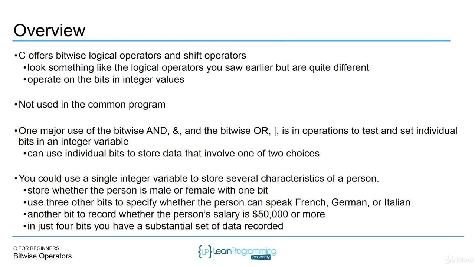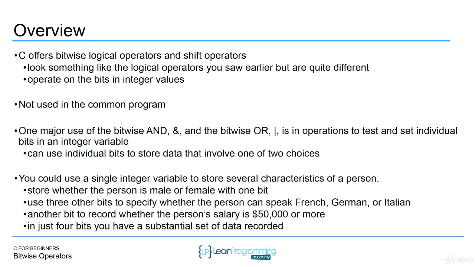Now, exactly what this means is, here's an example. You could use a single integer variable. Again, an integer is a number. An integer represents 4 to 8 bytes, depending on what system you're running. That means if there's 4 bytes, there's 32 bits. There's 32 zero or 1 values. All right, so you can use all those bits to represent something.